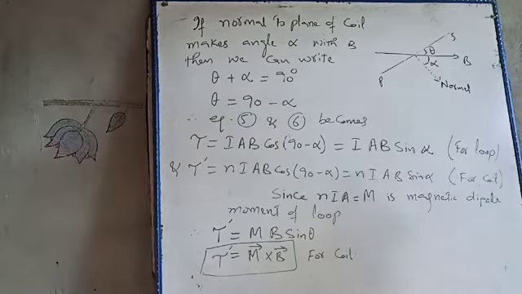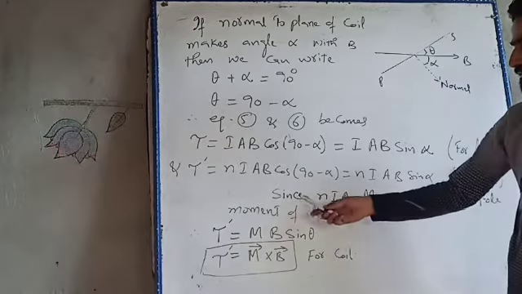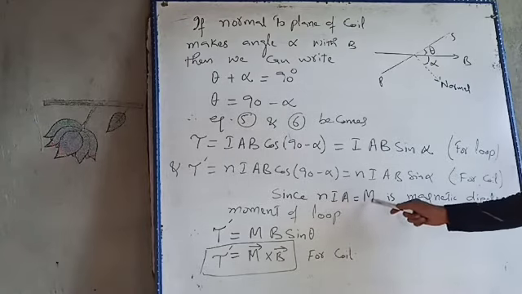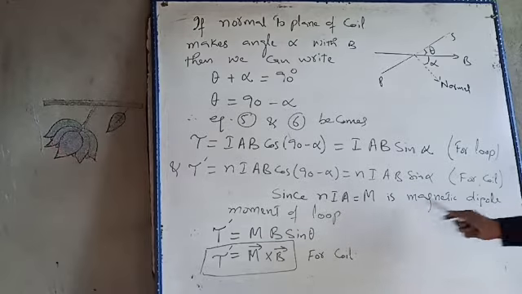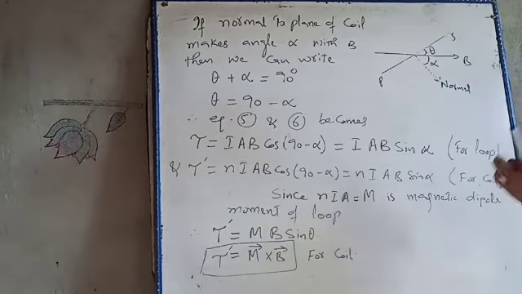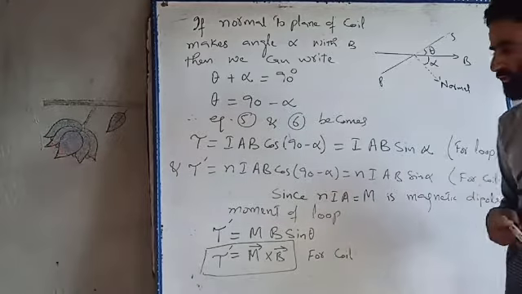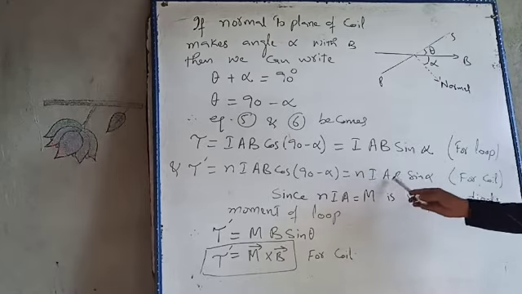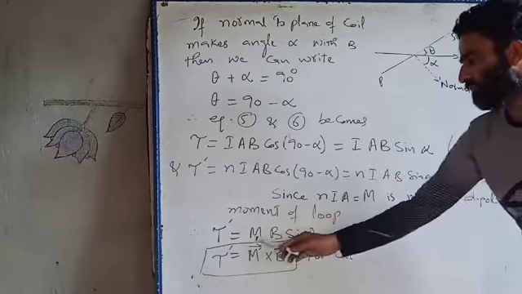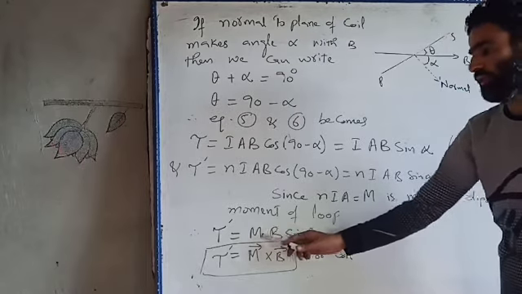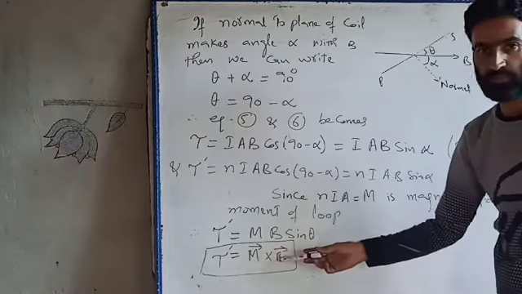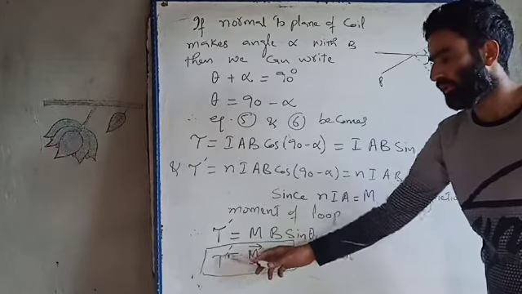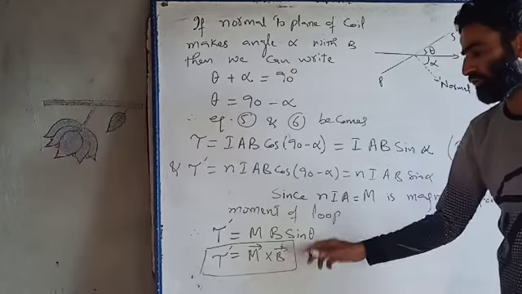Let me proceed forward. NIA, number of turns, current, and area of the coil, is equal to capital M, meaning the magnetic dipole moment of the coil loop, which you would have gone through in the previous topic. So this gets converted into M, and we get M B sin theta. We know AB sin theta comes to be A cross B, because this is a vector product: A cross B is equal to AB sin theta. So the torque for the whole coil can also be written as M cross B.